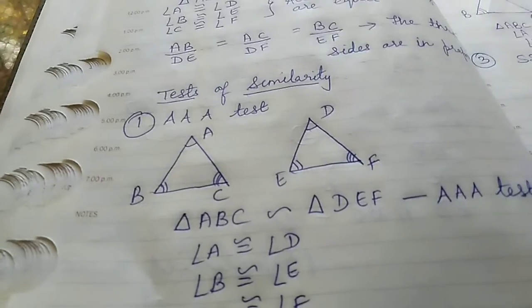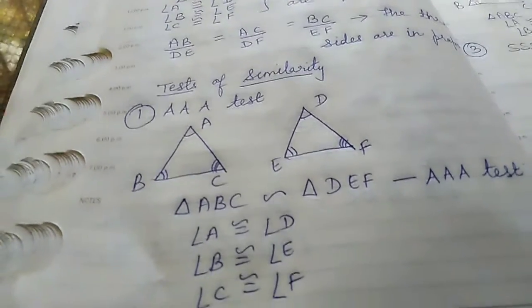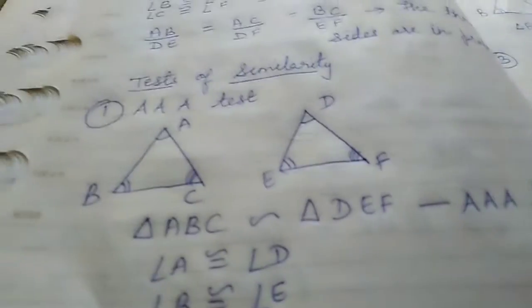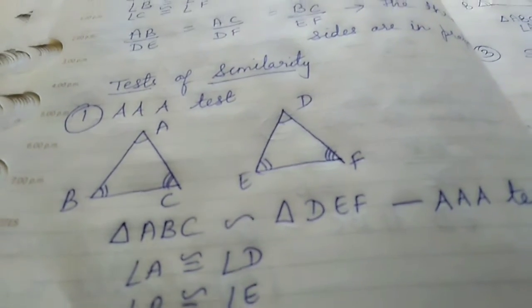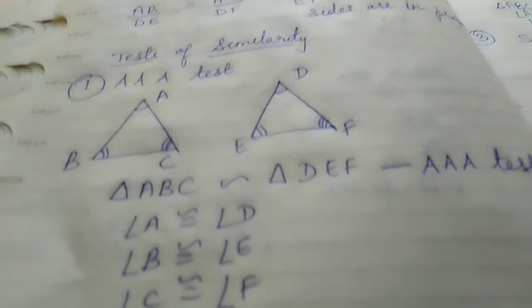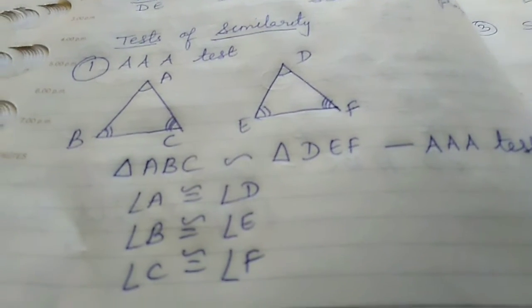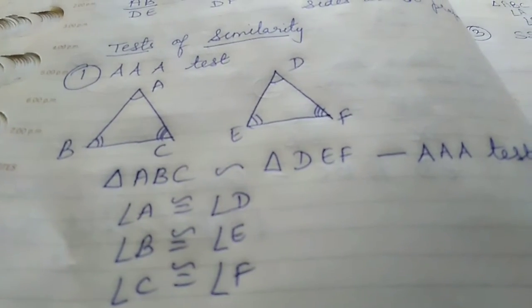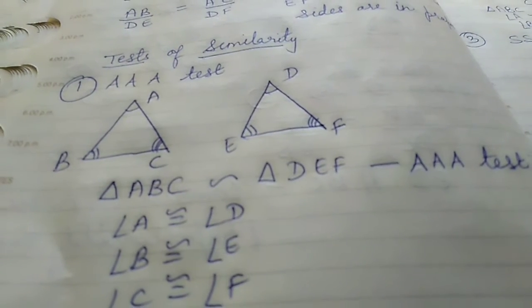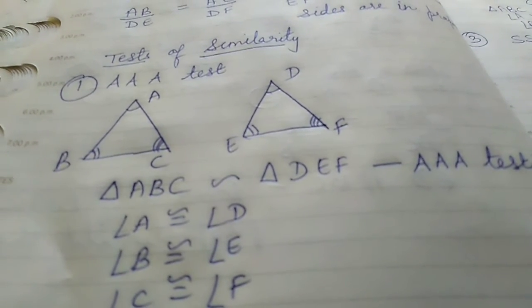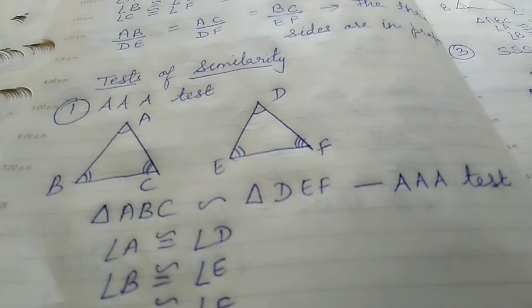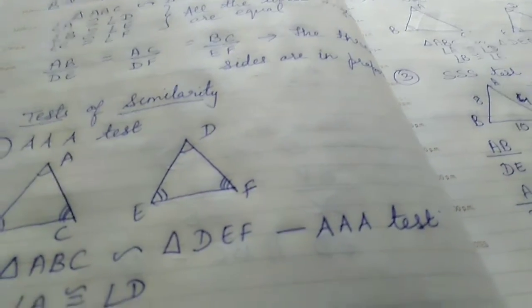Suppose they have given you two triangles ABC and DEF, and from the figure you come to know that all the three angles are the same. See, the same symbols are made. So angle A is congruent to angle D, angle B is congruent to angle E, and angle C is congruent to angle F. This means that all the three angles of ABC are equal to the corresponding angles of DEF. So triangle ABC is similar to triangle DEF by AAA test, because all the three angles are given.